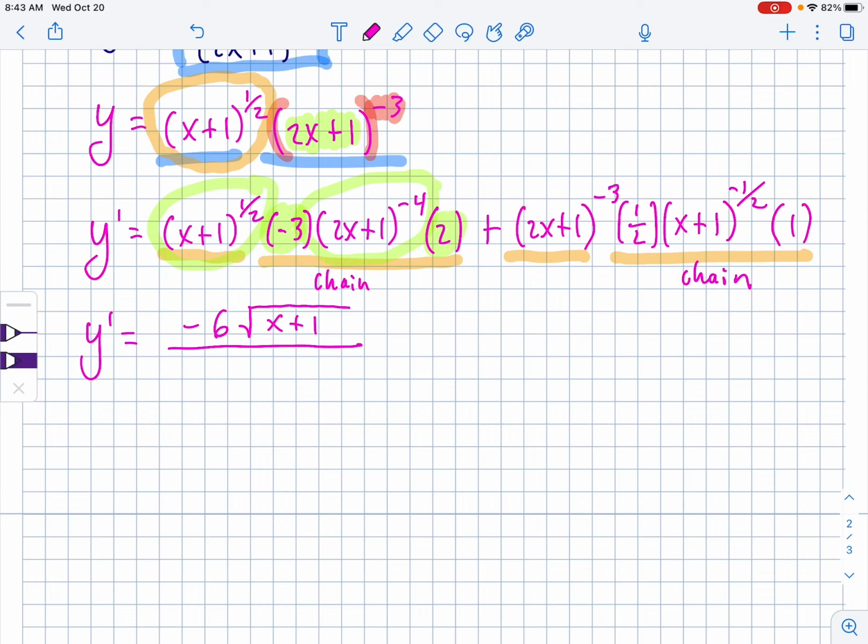So the top is going to be -6 square root x plus 1. And then we're kicking the (2x plus 1) to the -4 down to the bottom. It's (2x plus 1) to the 4th. And then in this right here, a 1/2 times a 1 is just 1/2. Now I see we're going to have to kick 2 things to the basement.